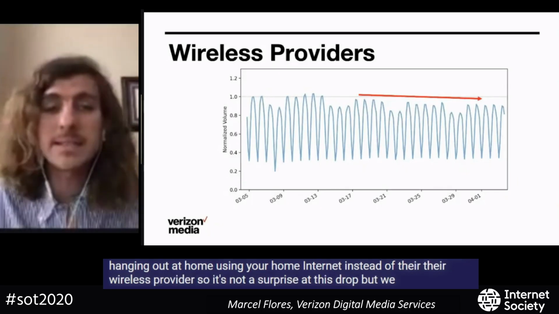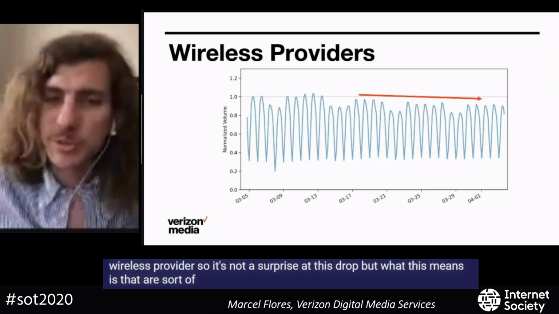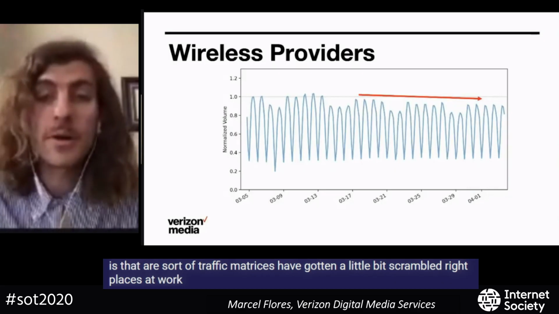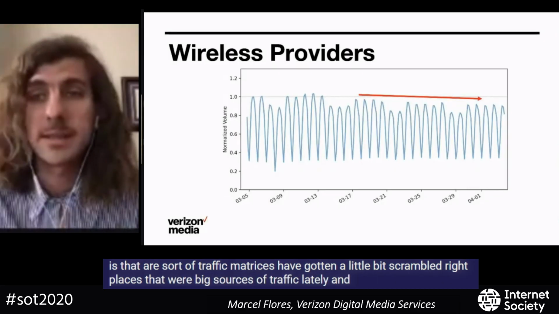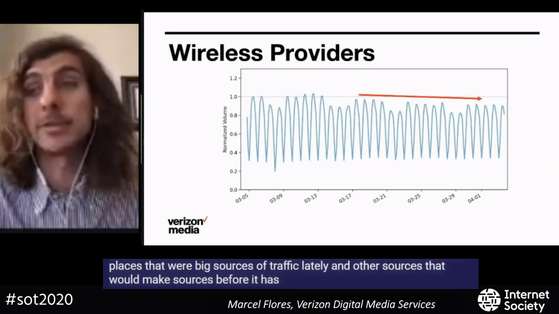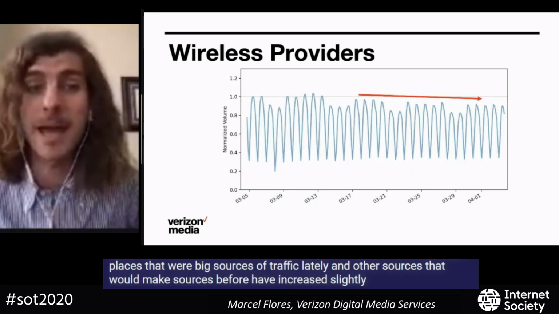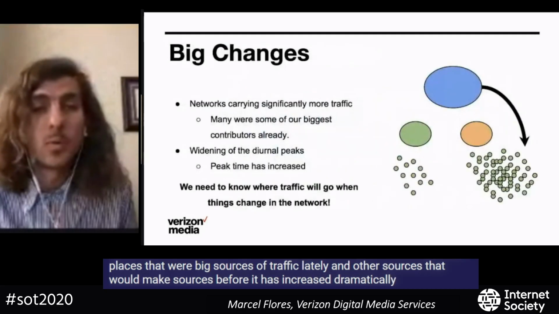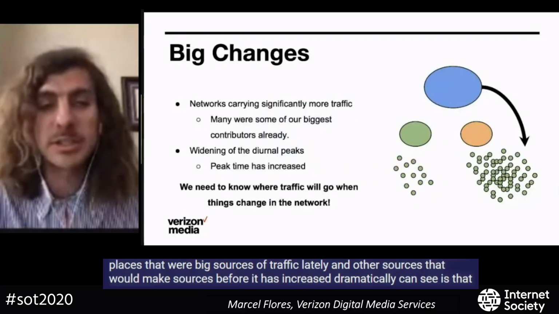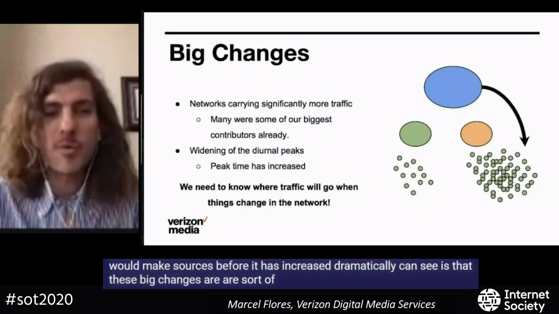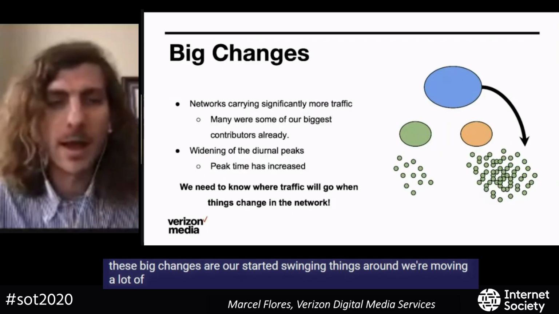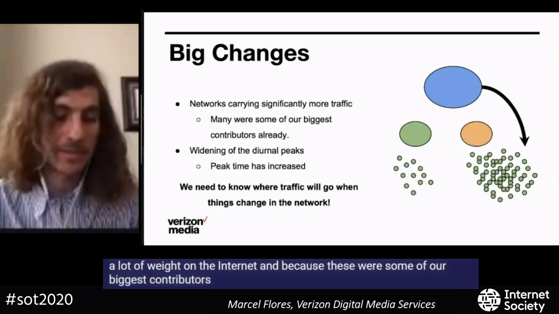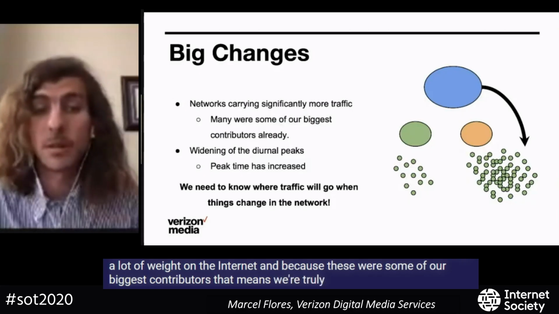But what this means is that our traffic matrices have gotten a little bit scrambled, right? Places that were big sources of traffic before have decreased slightly, and other sources that were big sources before have increased slightly, or not slightly, dramatically. So on the next slide, what we can see is that these big changes are swinging things around. We're moving a lot of weight on the internet. And because these were some of our biggest contributors, we're truly talking large volumes.